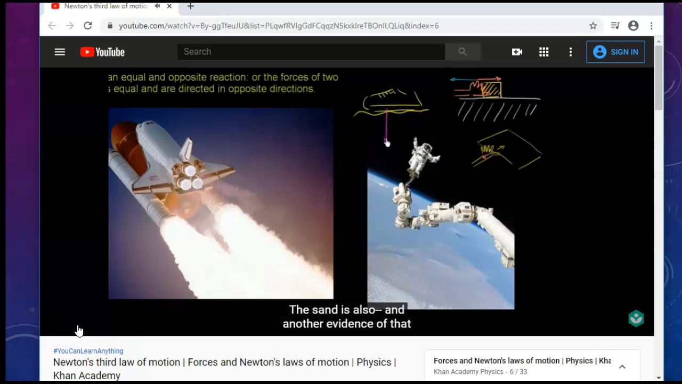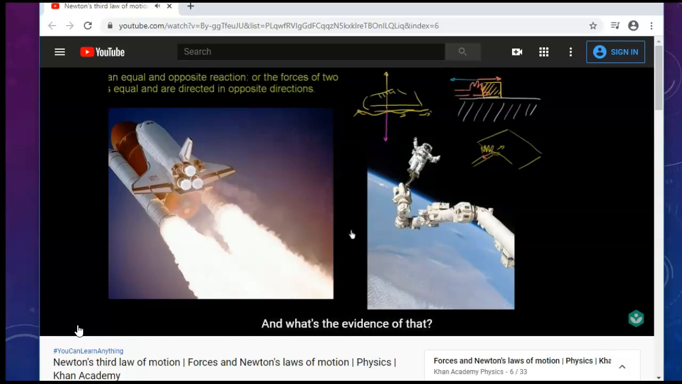Another evidence of that is that the sand is going to be displaced. You're going to create a footprint. The sand is going to move out of the way because it's being pushed down so hard. So clearly you are exerting a force on the sand. But the sand is also exerting an equal and opposite force on you.